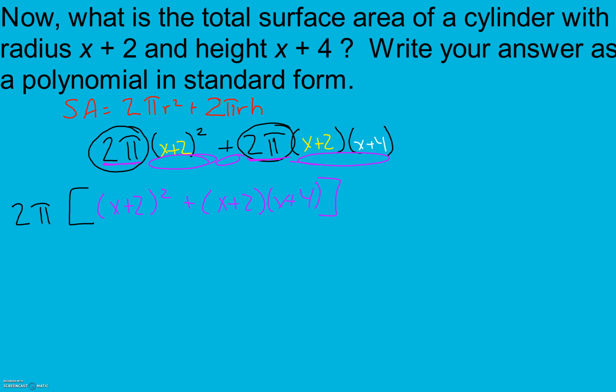I'm actually going to do my multiplication here because to get it in standard form, we can't have any parentheses left, and we have to have it in descending order based off degree. So here, when I'm squaring x plus 2, that means I take my entire base, x plus 2, times itself.